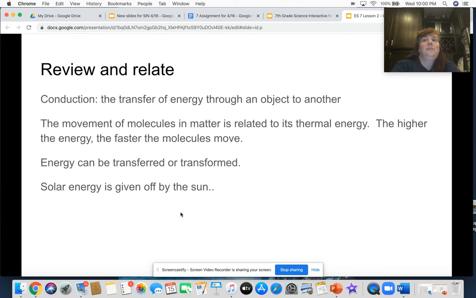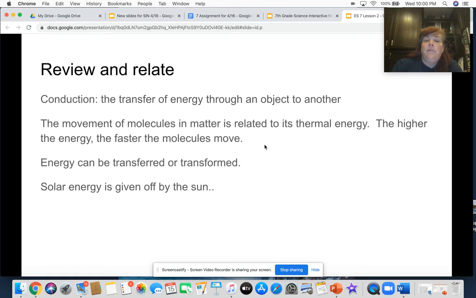Now, don't be fooled. Air is a kind of matter, and it can be transferred through and gain energy. Okay, and that's going to be kind of the point of our lesson today. The movement of molecules in matter is related to its thermal energy. The higher the energy, the faster the molecules move. We've talked about this before.